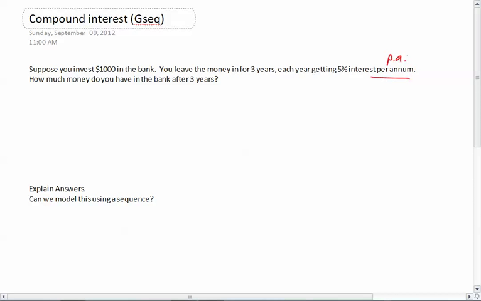But sometimes they'll say that they're going to give you interest more often, but the per annum rate is still whatever they tell you. So the question is, how much money do you have in the bank after 3 years?